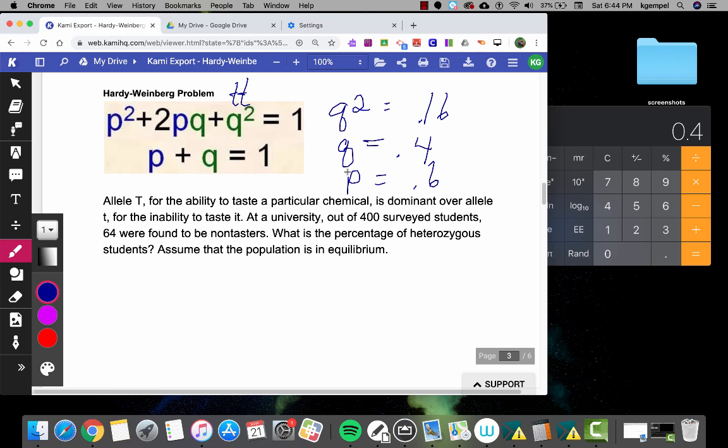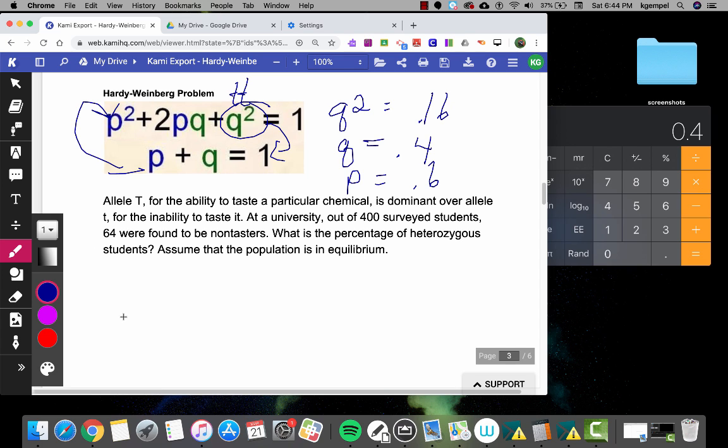All right, so now I have everything I need to go back to the first equation. Remember, we want to start here, then come down here and look at that one, and then move back to this one, and that's what you want to do. Just make sure that when you're doing the math, you don't stick 400 in here, you don't even stick 64 in there. You have to figure out the frequency of individuals that are homozygous recessive.